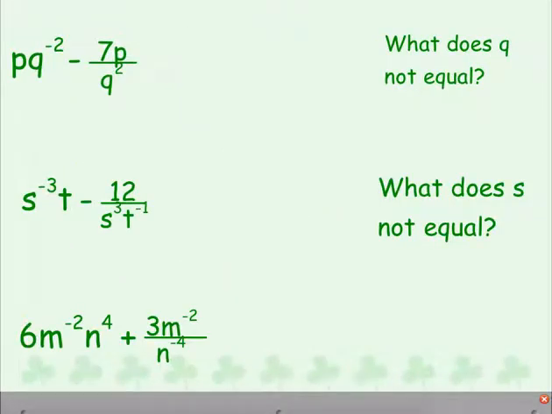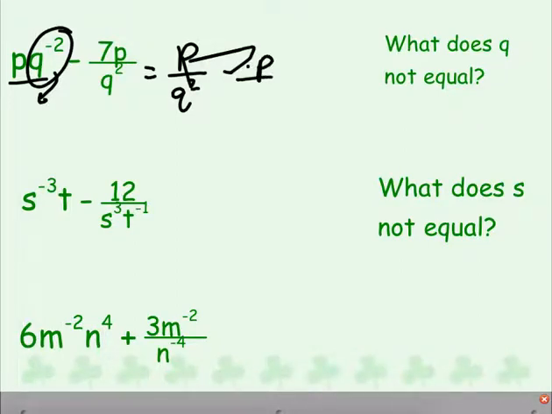Okay, what happens when we have negative exponents? Well, in this case, let's get rid of those negative exponents first. So for the first one, I'm going to have to take this and put it in the denominator. So I have p over q squared minus 7p over q squared.